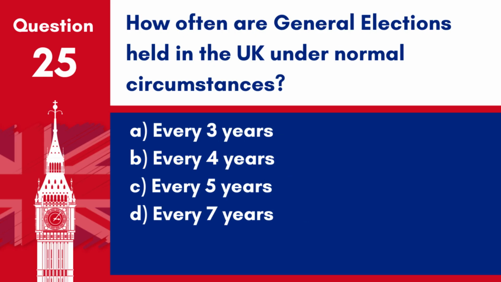Question 25. How often are general elections held in the UK under normal circumstances? A. Every 3 years. B. Every 4 years. C. Every 5 years. D. Every 7 years. Answer: C. Every 5 years. Under the Fixed Term Parliaments Act 2011, general elections in the UK are scheduled to be held every 5 years.